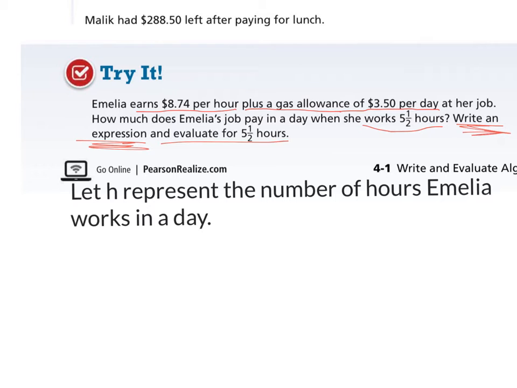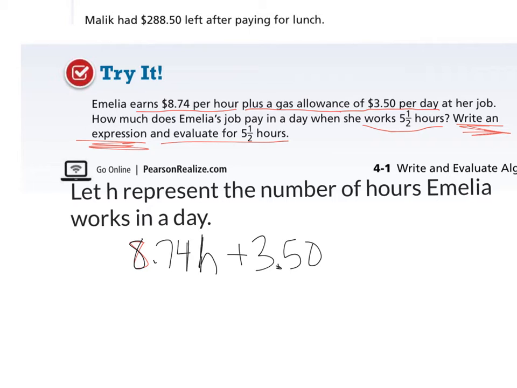So our expression, first of all, we're going to be using our variable here. It's $8.74 per hour. So we're going to do 8.74 times H. So she gets $8.74 an hour times however many hours she works, plus the $3.50 allowance. And that's just what she gets per day for the allowance. So that's not based off how many hours she's working. Just by her working that day, she's getting the $3.50 gas allowance.